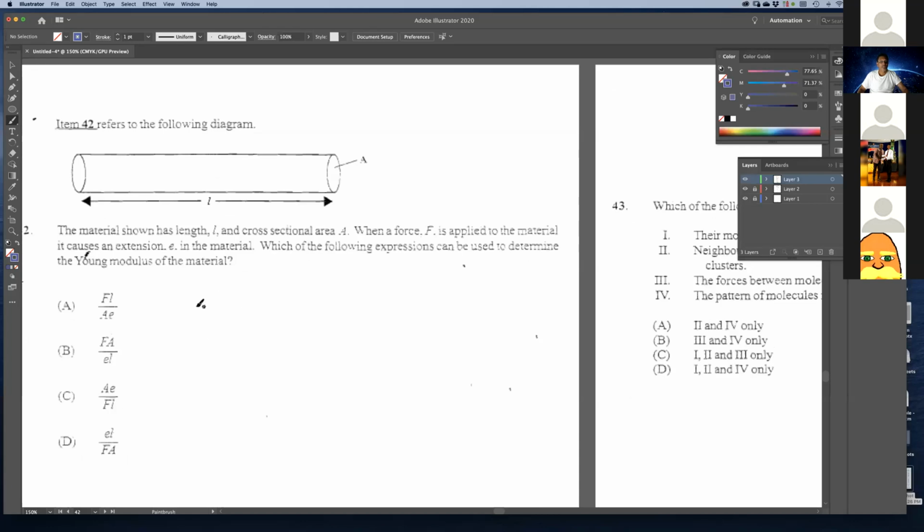For a material of length L and cross-sectional area A, when a force F is applied, the extension is FL over AE. We know that Young's modulus, normally called E, is stress over strain. Stress is force per unit cross-sectional area, and strain is extension over original length. And when you move things around, you get FL over AE. This is called stress, and this is called strain.